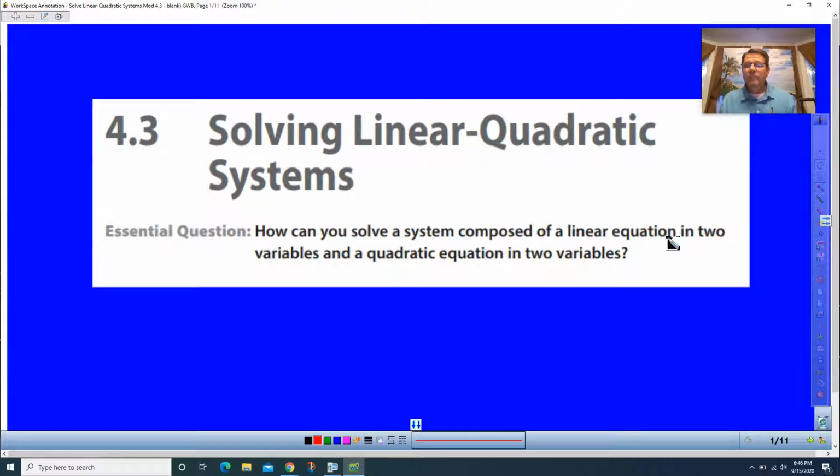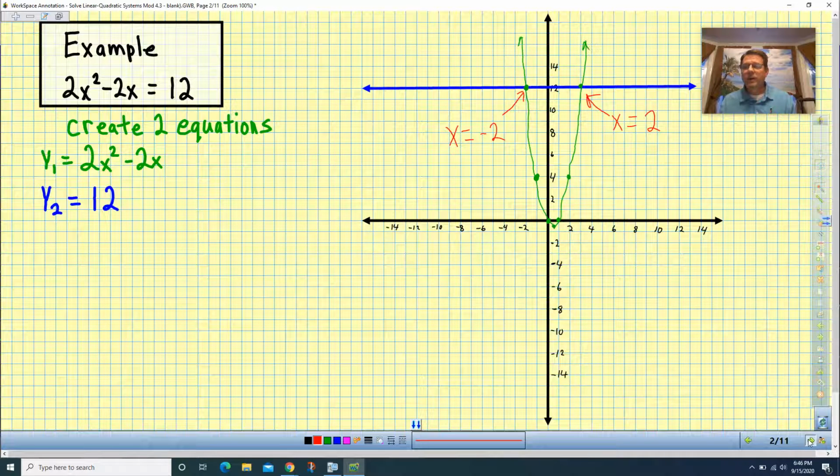What did it say? Two variables. So it's going to be exactly the same steps that we've done previously, except our answer, instead of just being x equals a number, is going to be a point, an ordered pair, x and y. So let's go do some examples and kind of get that point across, okay?